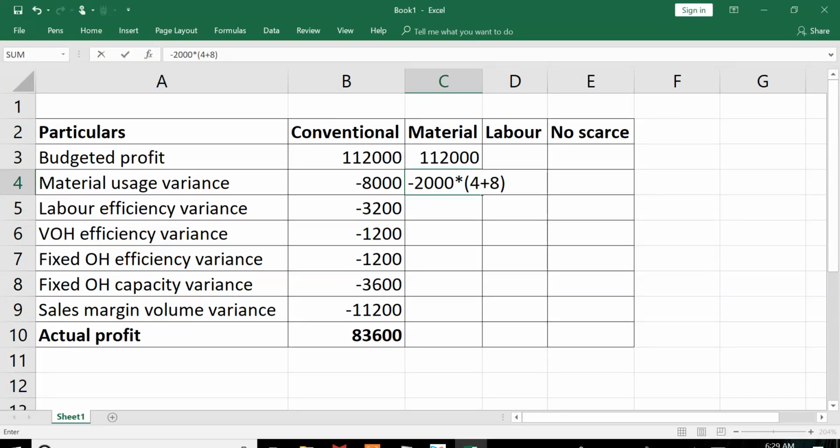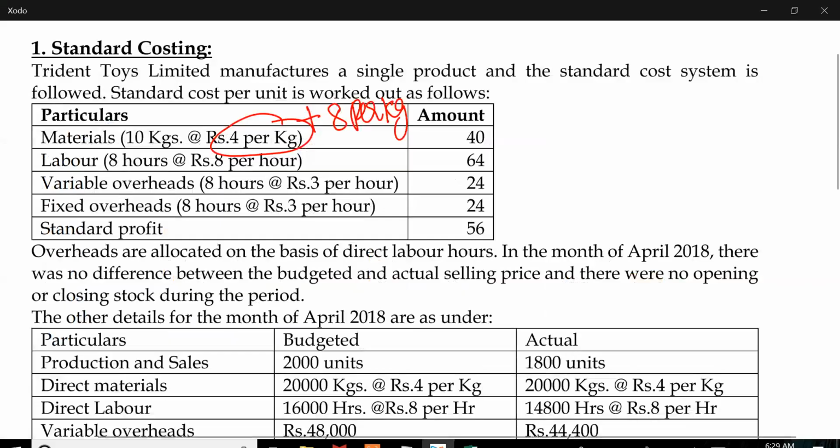Listen for some time, no need to note it down. I'll tell you to note it down. 2000 into 4 plus 8. This will continue to be same. There is no concept of fixed overhead variance in relevant costing, because relevant costing doesn't consider a fixed cost as a relevant item. How many units the company wanted to sell?